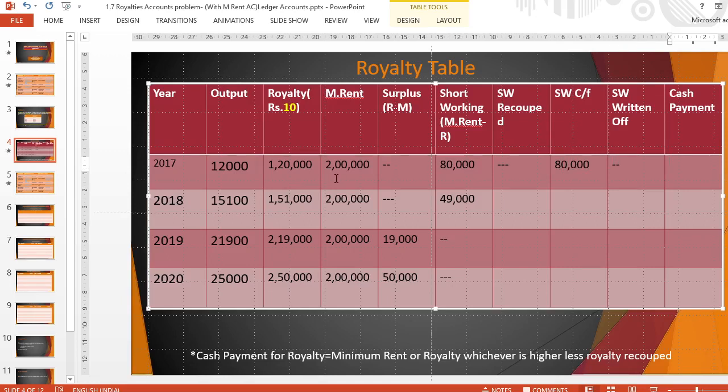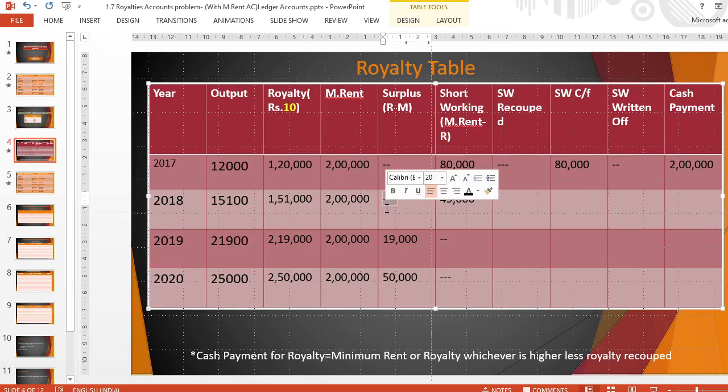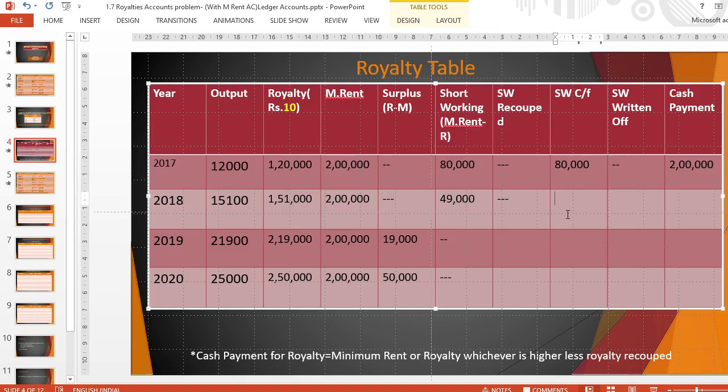In case of cash payment, royalty or minimum rent, whichever is higher. So the higher amount is 2 lakh minus recoupment 0. So final payment is 2 lakh. In the second year, again 49,000 rupees of fresh short working and the previous year's balance of 80,000 rupees. But we have no surplus here, so there is no amount to recoup. And we can carry forward the previous year's 80,000 plus 49,000 of the current year. So a total of 1,29,000 rupees is carried to next year.